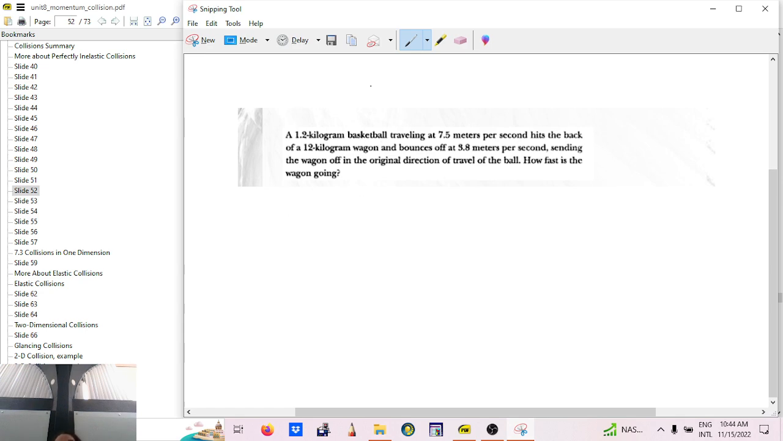So the first thing you want to do in physics, in those situations, is decide which way is plus and which one is minus. First step. Step number two, you have to do a drawing. So you have a basketball, you draw your basketball and call that thing number one. It has a mass of 1.2 kilograms, traveling at 7.5 meters per second. So V1 equals 7.5. I'm being very careful with the sign. It's a positive sign because it's moving to the right.